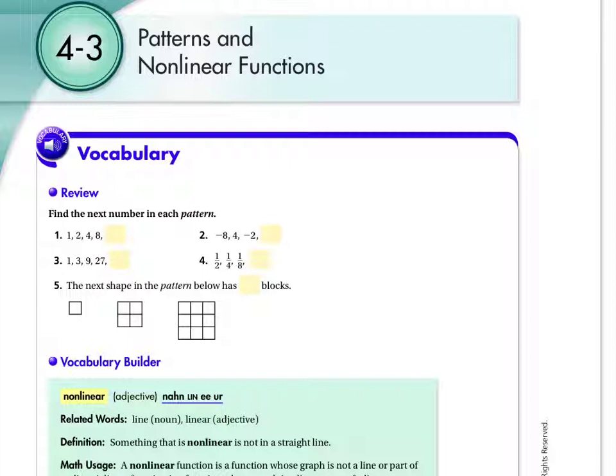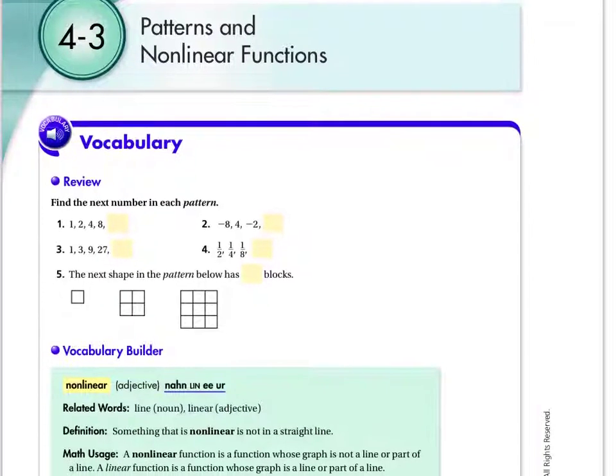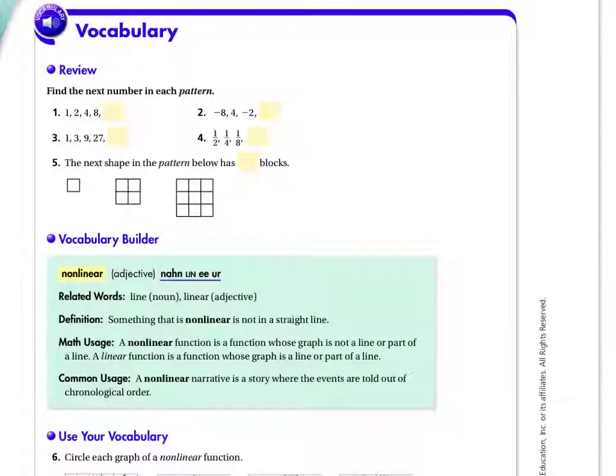Now, you can see this first page is your vocabulary review. Take a few minutes and complete this before you start in on this lesson. It will help you remember some of the things you'll need to know in order to learn this new material on nonlinear functions.